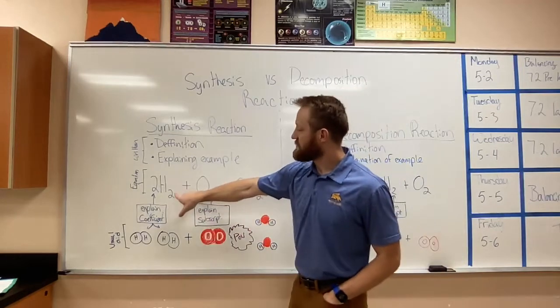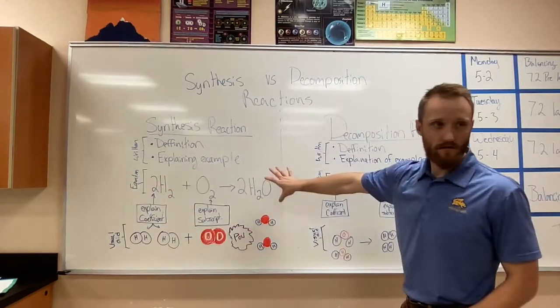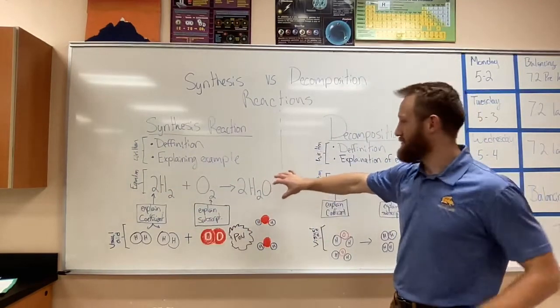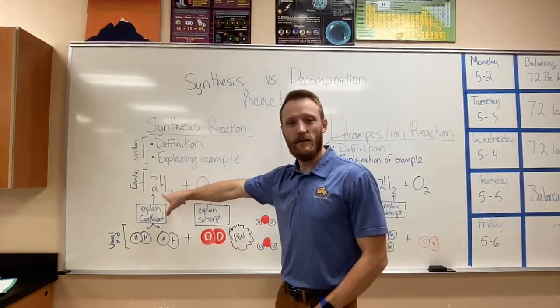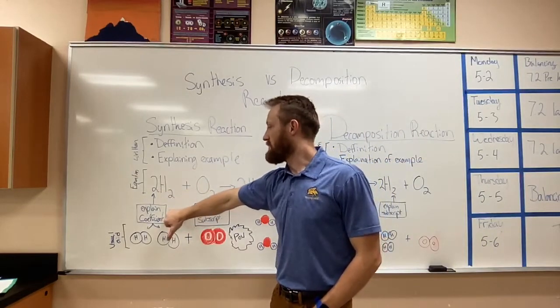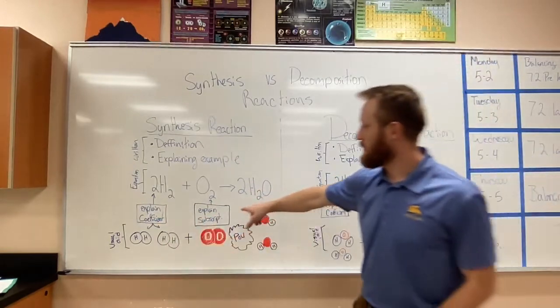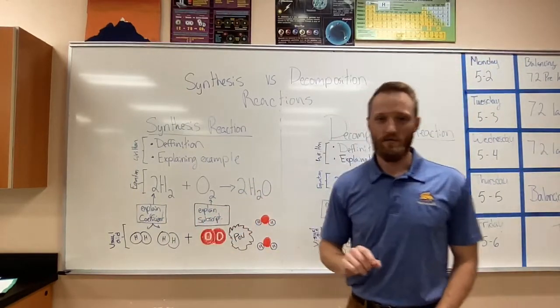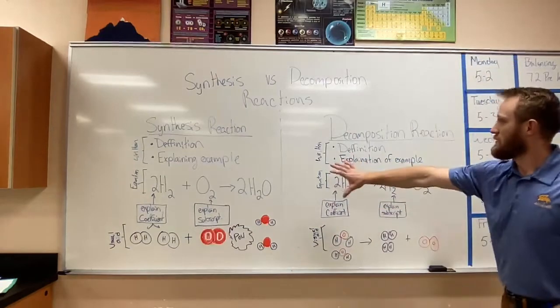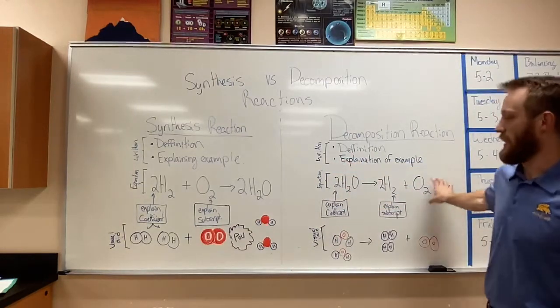So with your equation, what it says is you've got to have it balanced. So whatever you choose, you've got to make sure that it's balanced. And then just like our other assignment, you want to make sure you identify what the coefficient is telling us, and you also want to identify what the subscript is telling us. You're going to do that for both your synthesis and your decomposition reaction, okay?